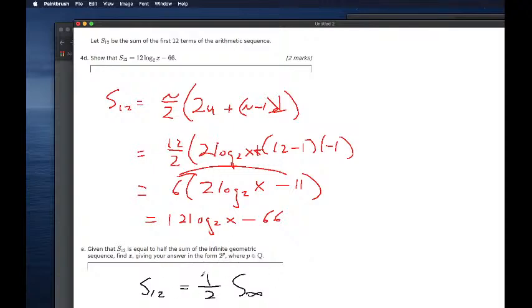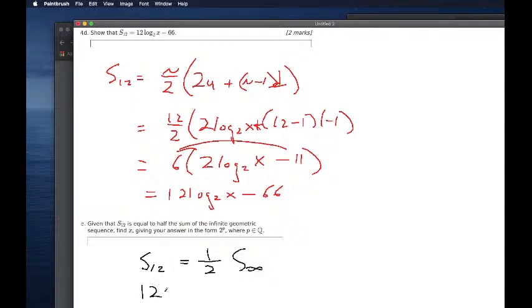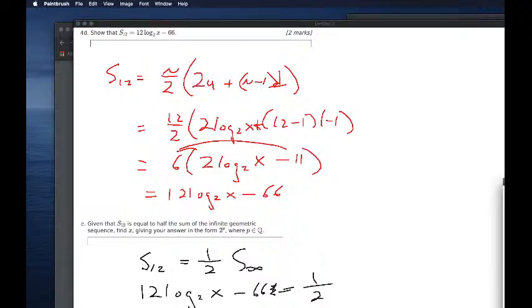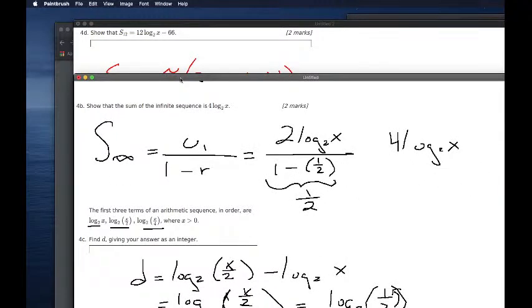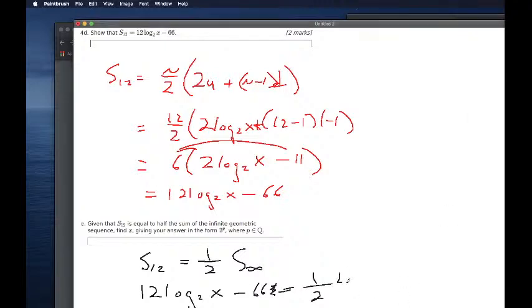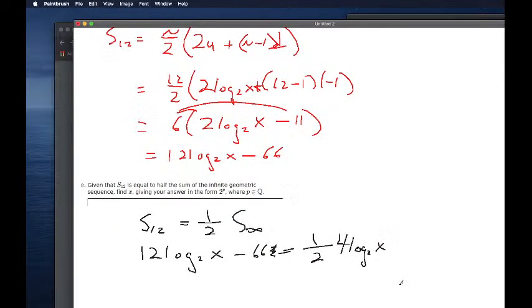Find x given your answer. So at this point you should go 12 log 2x minus 66 is equal to half of the sum of the infinity. So I have to go back and find the sum of the infinite, which is 4 log 2x. So this question requires you to be amazing in logs and just understand logs. And so I told you guys you have to either make one log of something equal to another log, or a log of something equal to a number, so you can do BOA.